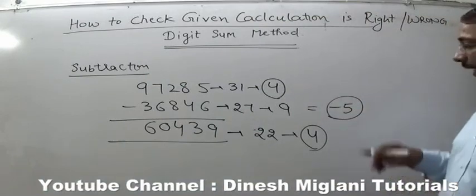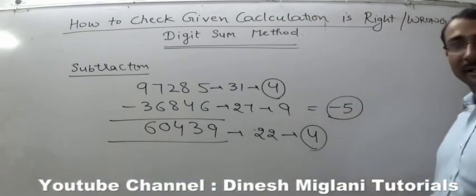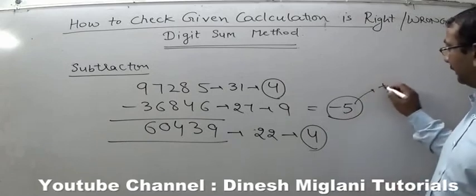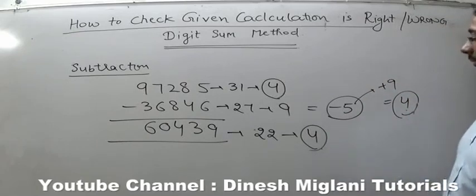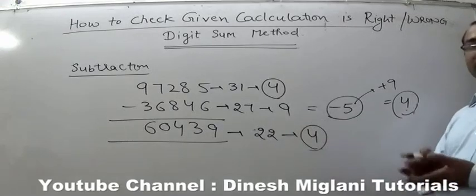And anywhere the term is negative, you have to add 9 to it and make it positive 4. Both are the same, so my answer is right, this calculation is right.